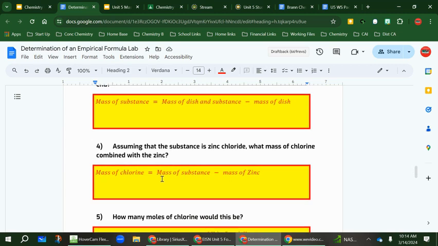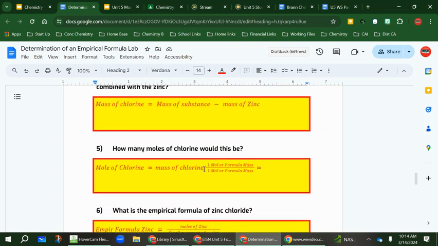So again, calculation number 5, ladies and gentlemen, I forgot to put in the words mass of chlorine. So please add that to this calculation. You're finding moles. It is equal to the mass of chlorine times either 1 mole or the formula mass on top, 1 mole or the formula mass on the bottom. If you were doing the problems yesterday, that should not be a problem for you to figure out which goes where.